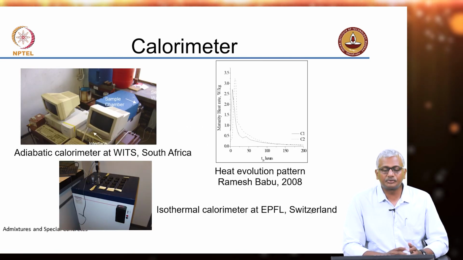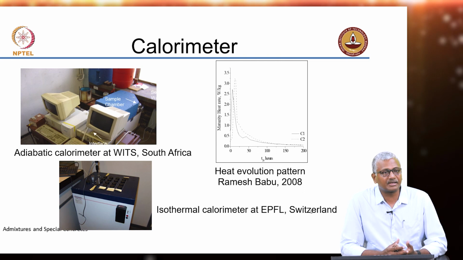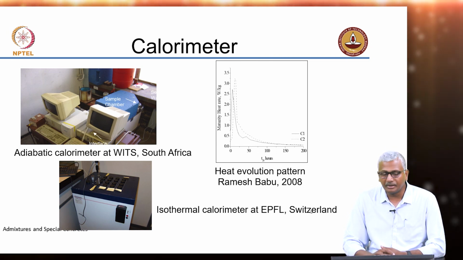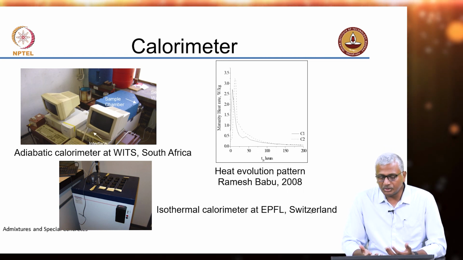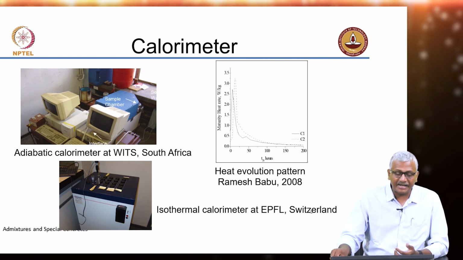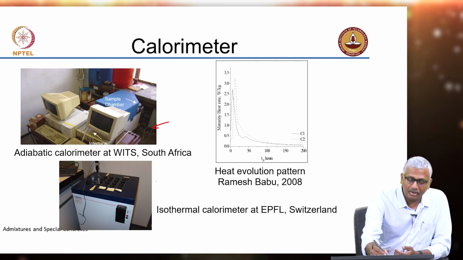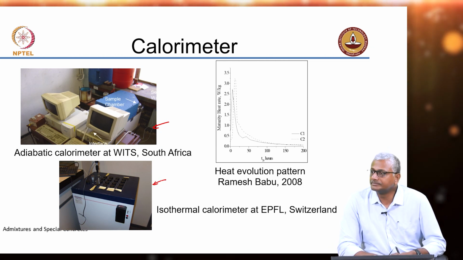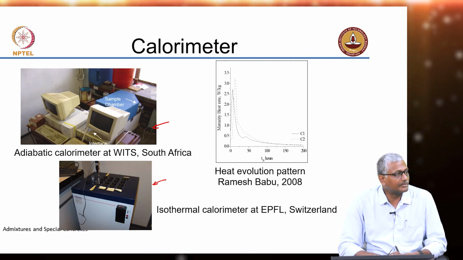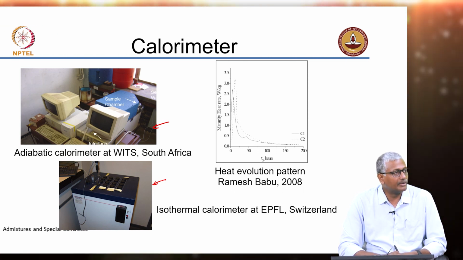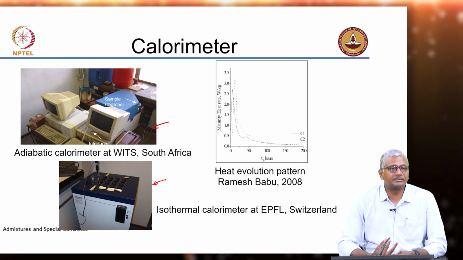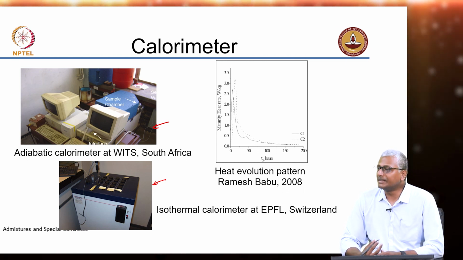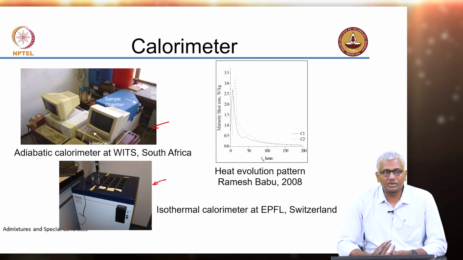Now, of course, there are different types of calorimeters that can be used to detect the heat of hydration of cementing materials. There are examples of adiabatic calorimeters or isothermal calorimeters. What is the difference between adiabatic and isothermal? Adiabatic measures the temperature of the system, whereas isothermal measures the heat output given by the system.